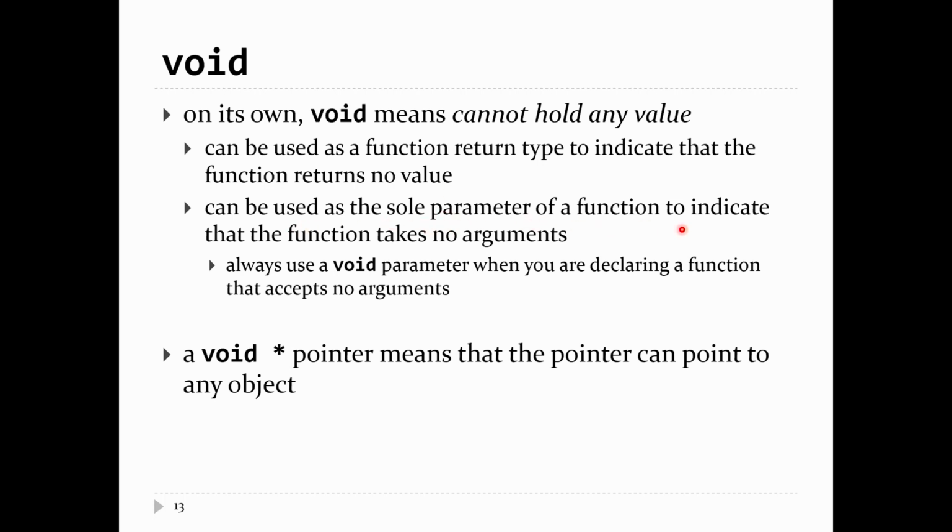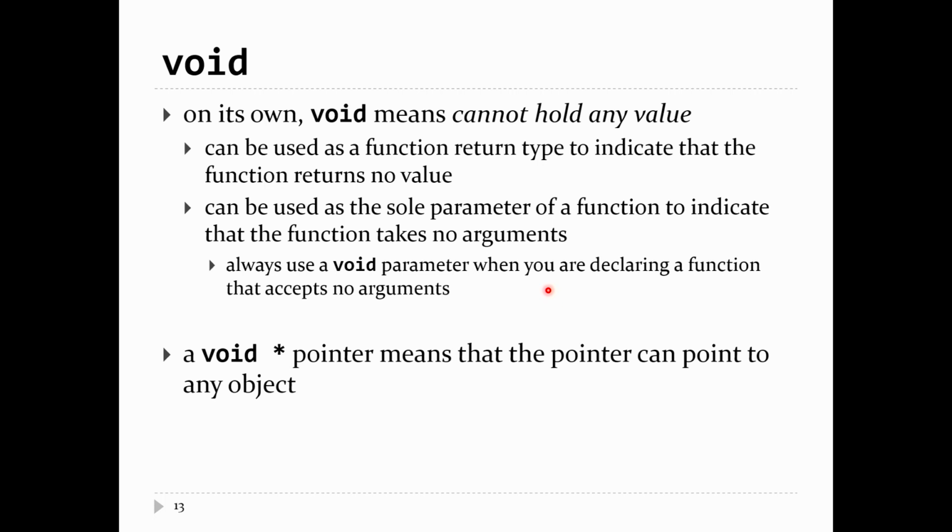That indicates that the function has no arguments, right? So f round brackets void means that f is a function that has no arguments. If you make a function that takes no arguments, you should always use void to indicate that it takes no arguments. You should not leave blank round brackets.